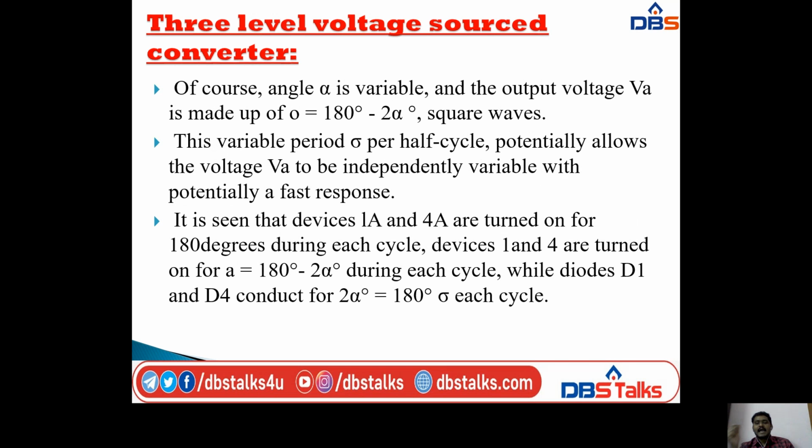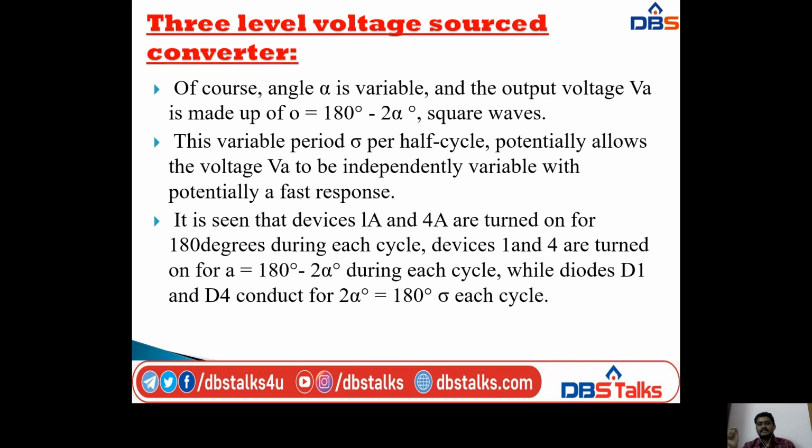Next, of course, angle alpha is variable. The second waveform starts with the period alpha and continues to 2 alpha, and so on. So angle alpha is variable, and the output voltage VA is made up of sigma equal to 180 degrees minus 2 alpha square waves.